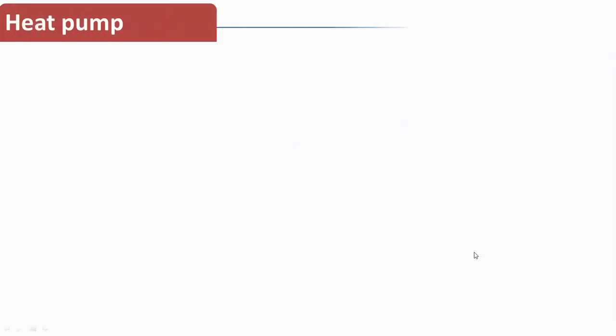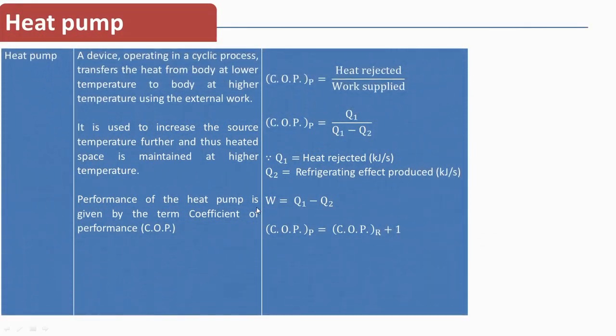Now, similar to the refrigerator, we have a heat pump. It is a device operating in a cyclic process that transfers heat from a body at lower temperature to a body at higher temperature, but its purpose is to increase the temperature of the source further and thus heat the space to a higher temperature than before. Its performance is given by COP, the coefficient of performance, or energy performance ratio. As the purpose is to increase the temperature of the source, here the output is the heat rejected, that is Q1. Work supplied remains the same, Q1 minus Q2. We have already derived that the COP of the heat pump is the coefficient of performance of the refrigerator plus 1.